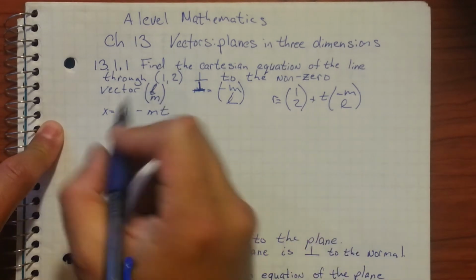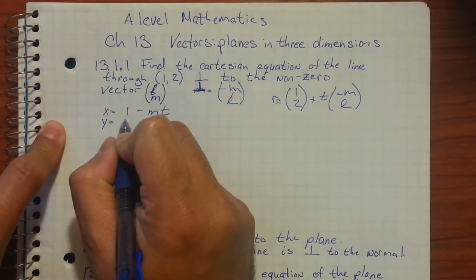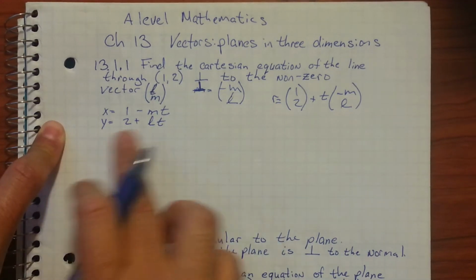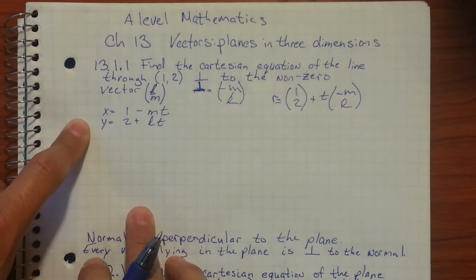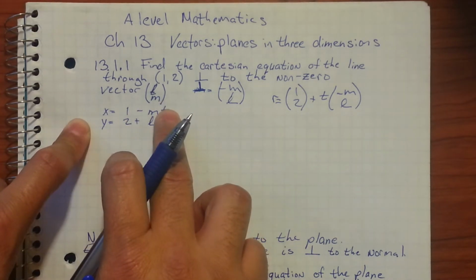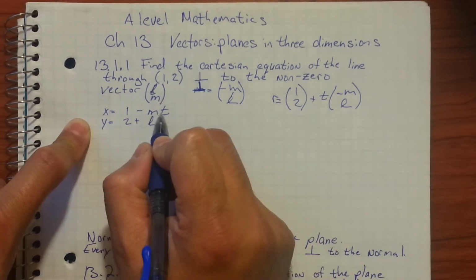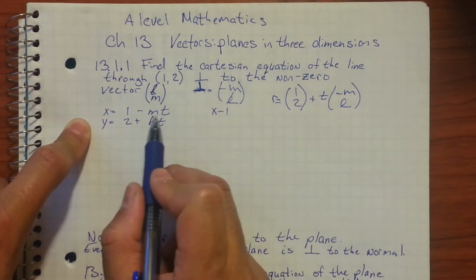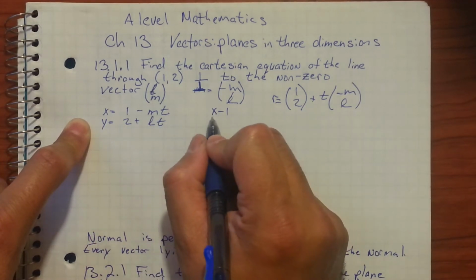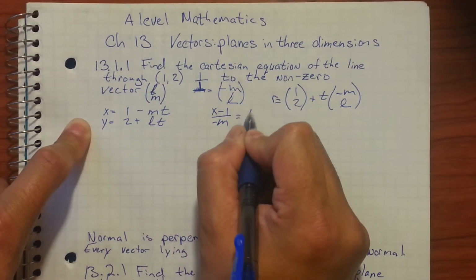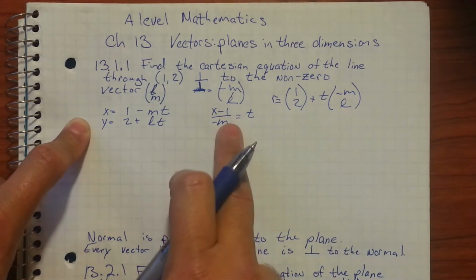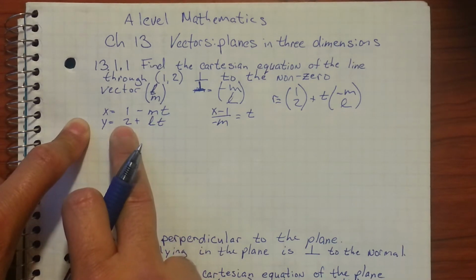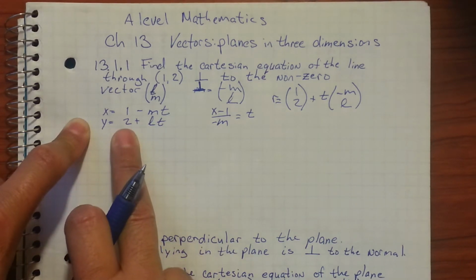My y value is going to be 2 plus lt. Now I'm going to solve for one of them. I'm going to use my x and get t by itself here. If I get t by itself, I'm going to move that over there. So I'm going to have x minus 1, and then divide by negative m, and that's going to be equal to my t. Now I use that one right there. I'm going to plug it into y equals, so I can get my Cartesian equation out of this.